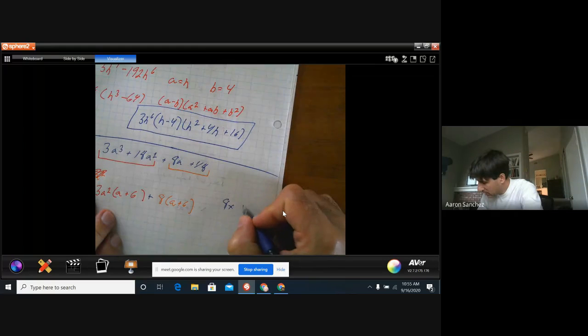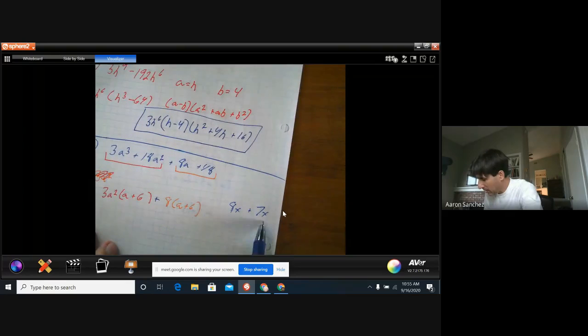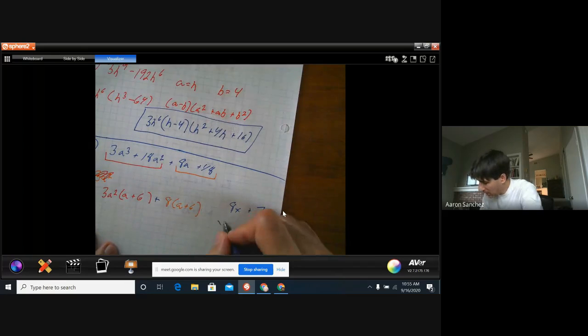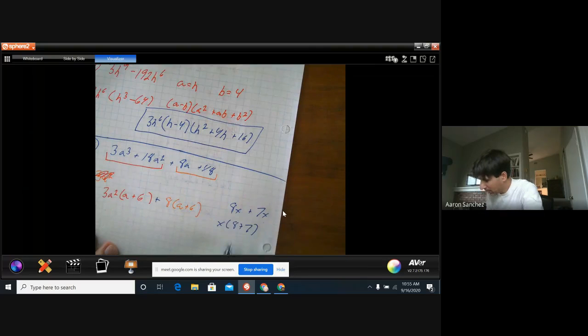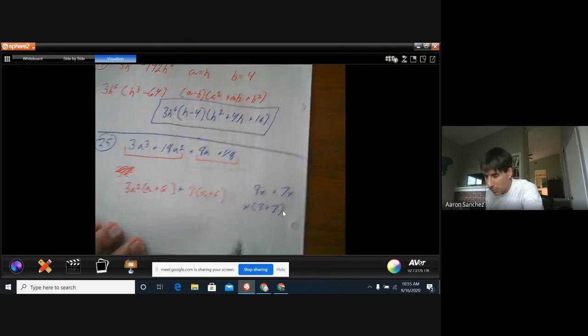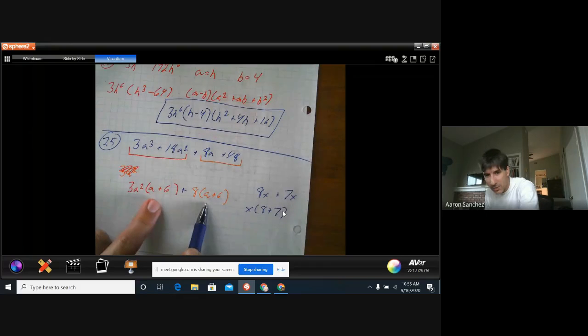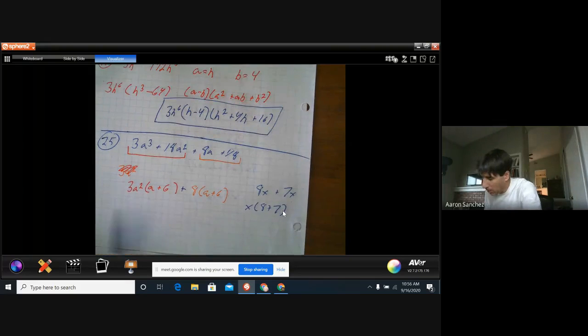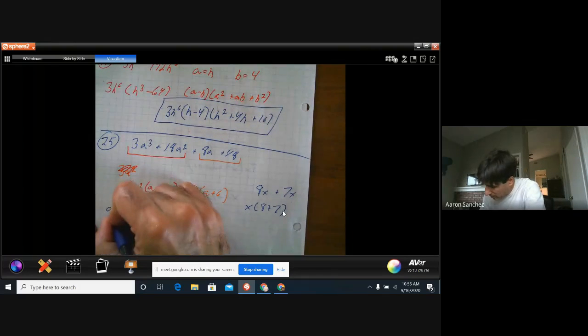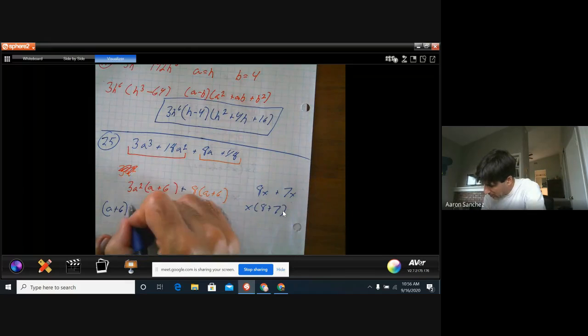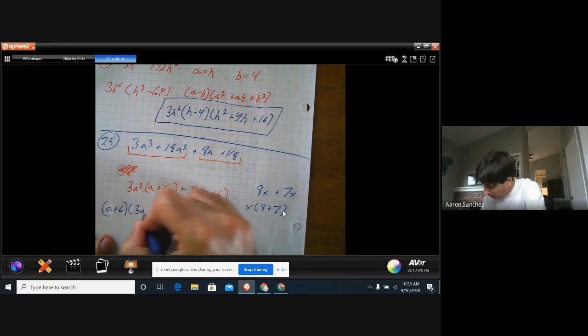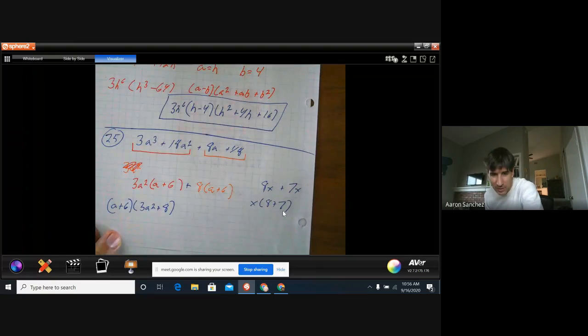If I said 8x plus 7x, well, I can factor out the x and say x times 8 plus 7, even though I can add those. But I can factor that x out, right? Well, here I can factor out, imagine this is both my x's. I could take both of those out and say a plus 6, that's like my x, I take it out, times 3a squared plus 8. And that's it. That's how you'd factor it.